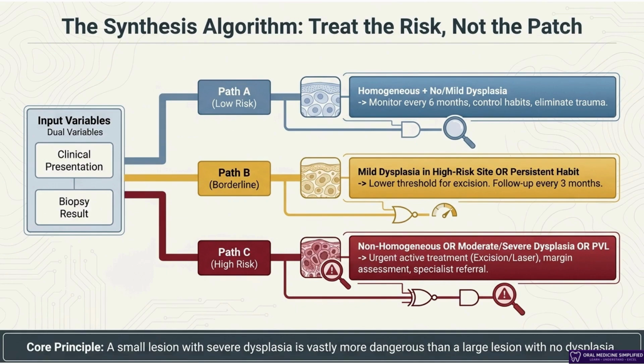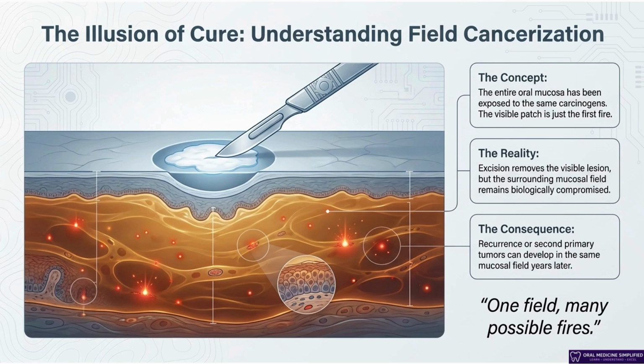The core principle is simple. A small lesion with severe dysplasia can be more dangerous than a large lesion with no dysplasia. This is one of the most important concepts in leukoplakia management. Excision can remove the visible lesion, but it does not necessarily remove the biological field of risk. The surrounding mucosa may already have genetic alterations due to long-term carcinogenic exposure or field cancerization. That means recurrence can occur. A new lesion can appear at a different site. Malignant transformation may still happen.